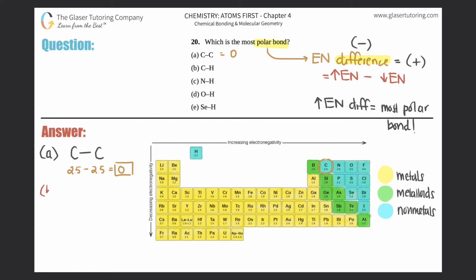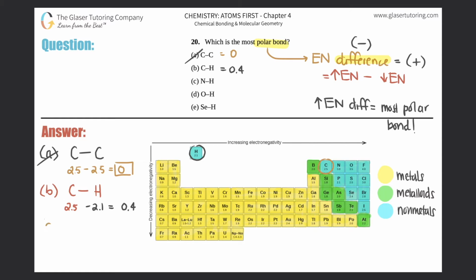For B, let's find the electronegativity difference. We have a C bound to an H. So the carbon we already know is 2.5. The hydrogen, which is over here, is 2.1. So if I subtract them, you would get 0.4 as your electronegativity difference. So right off the bat, this bond, a carbon to hydrogen bond, is more polar than A. So we could automatically eliminate A as one of the answers. So A's out.